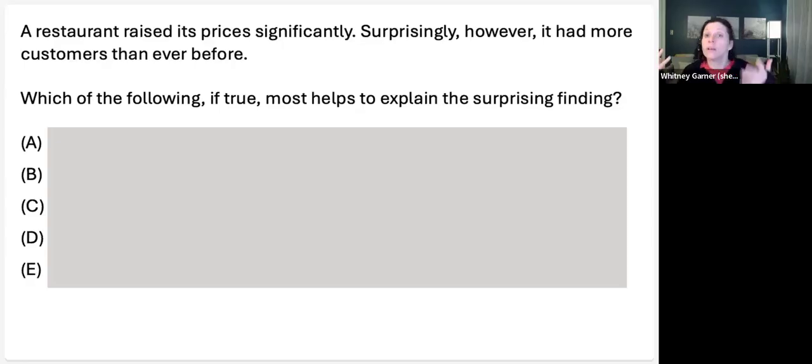Right? So in this case, everybody hit me with it. It's perfect. Price and demand work in opposition. The more expensive things get, the fewer people we would expect to want them. So that's step one, right? Deconstruct our argument. Understand what is the surprise and why is it so surprising.